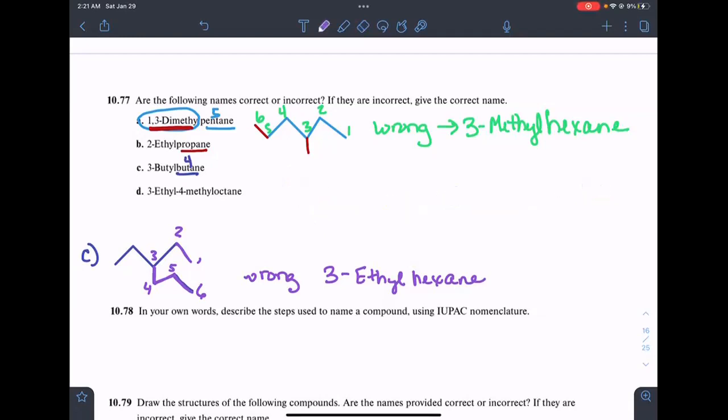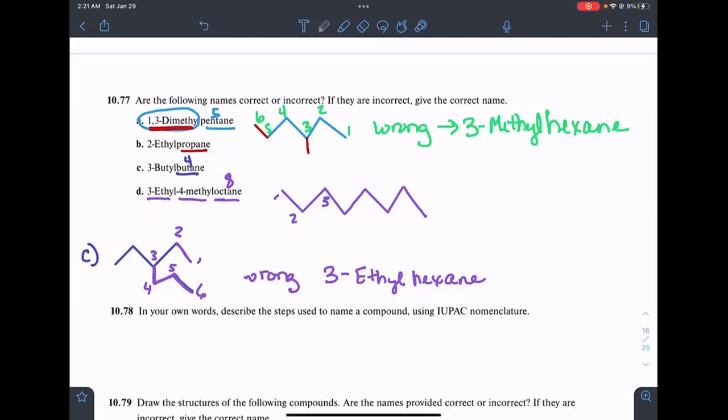Okay, so D, 3 ethyl, 4 methyl octane. Octane is going to give us 8. So let's start with that. So we're going to go 1, 2, 3, 4, 5, 6, 7, 8. Okay, so now I got a number coming from 3. 1, 2, 3. I'm going to have an ethyl.